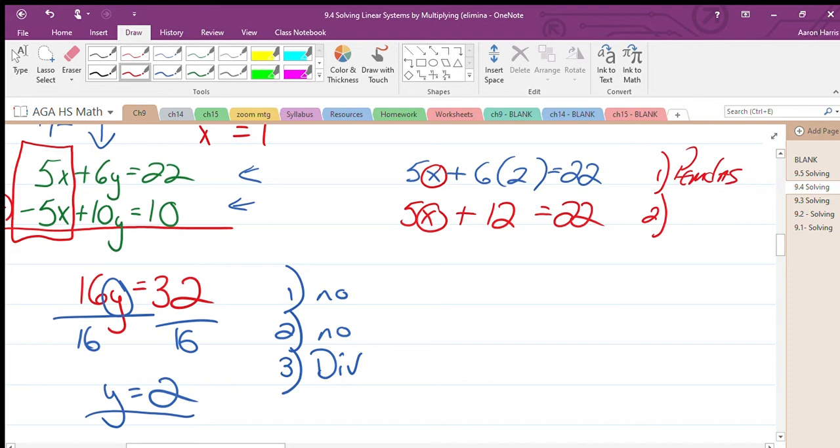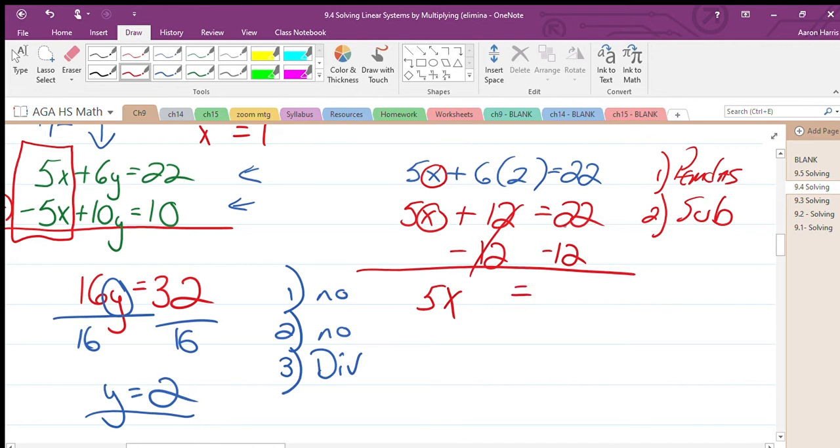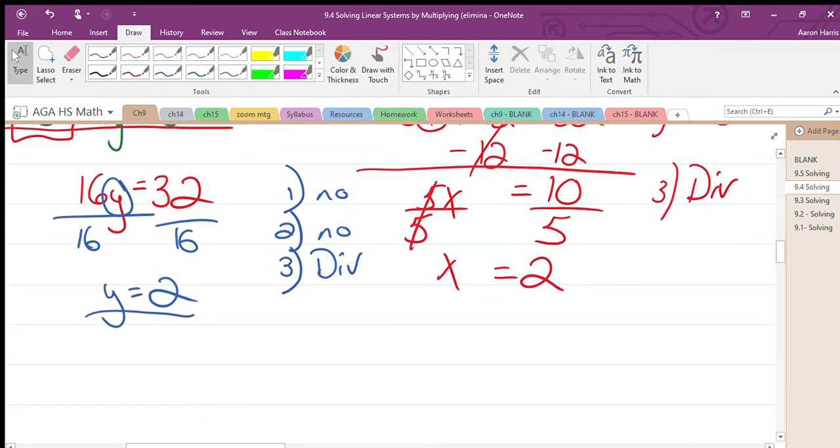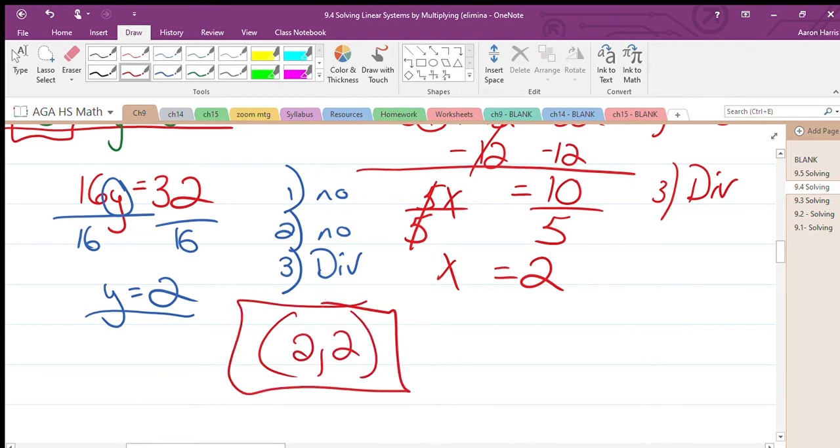Step 2, remove what? Addition, subtraction. So we are going to subtract. Subtract 12, subtract 12. I get 5x. This cancels out. Don't forget your equal sign. 22 minus 12 is what? 10. Step 3, remove multiplication and division. What do we do? Divide. If I divide by 5, divide by 5. This turns to 1. X is equal to what? 2. So y is equal to 2, x is equal to 2. So 2 comma 2. There we go.